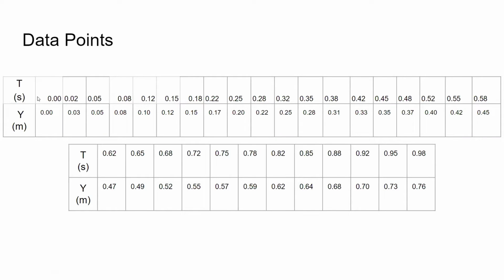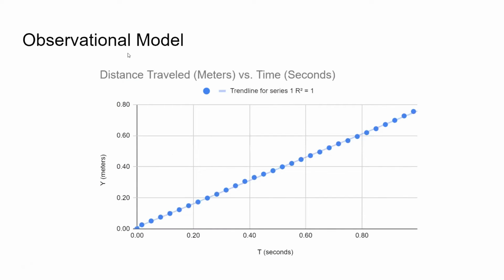So this is the video of the motion. These are the data points from the observation. The total time was 0.98 seconds, while the distance traveled was estimated to be about 0.76 meters. And this is the graph of the observational model, position versus time graph. It'll be explained later why it's linear.